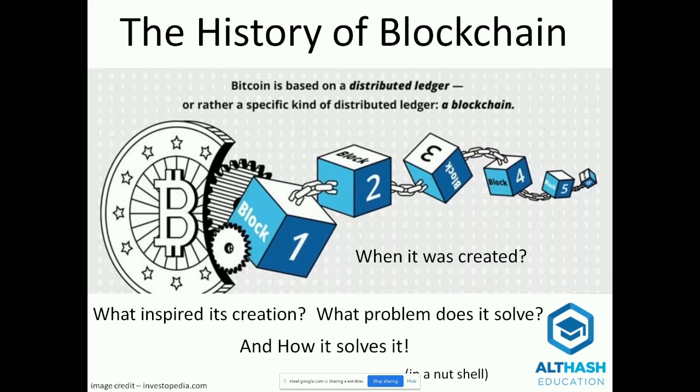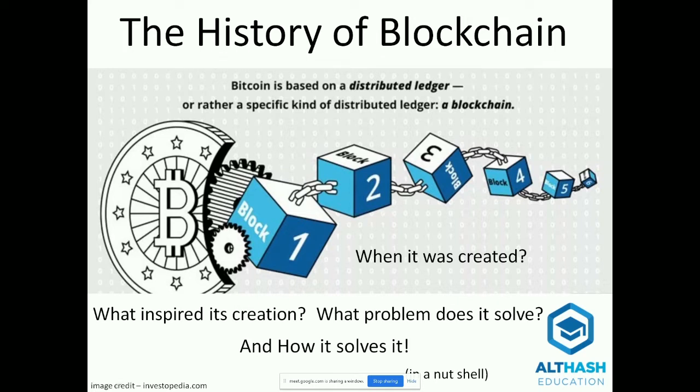However, by the end of this Blockchain 101 course, we hope that you will see that blockchain technology has many applications outside of the fintech space too. So please note, fintech is short for financial technology. So let's start with the when.